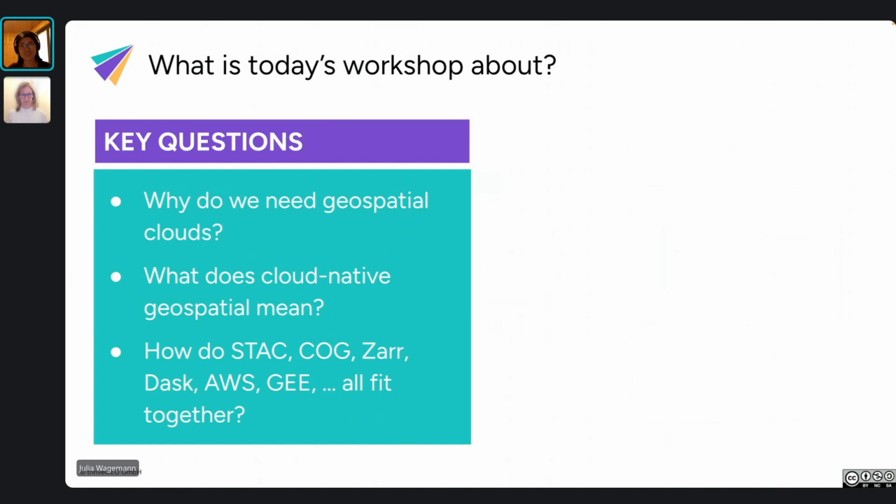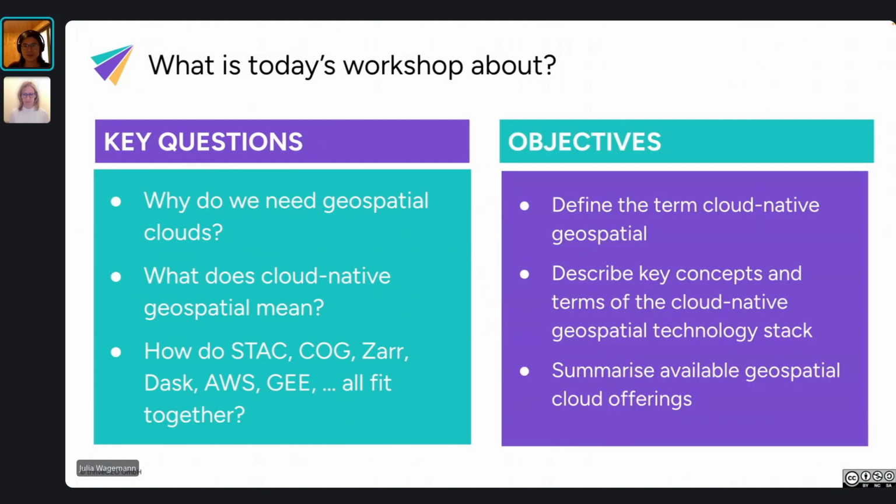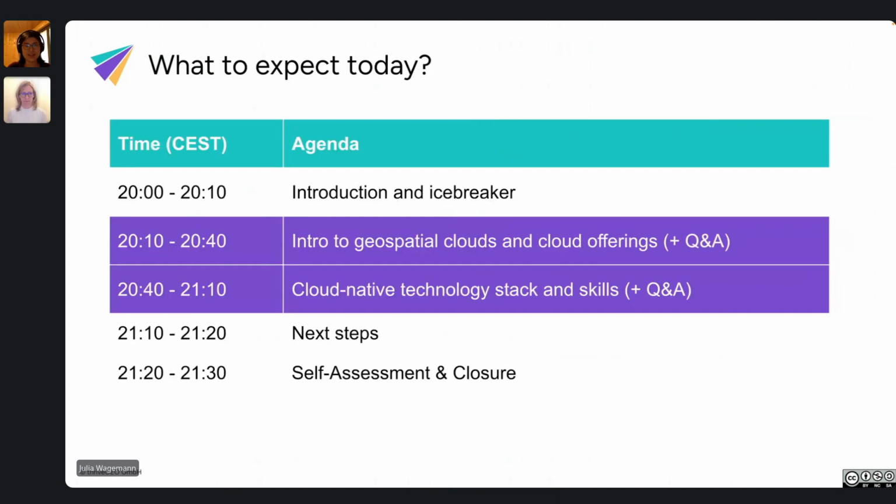So what's today's workshop about? We have a few key questions to answer. Why do we need geospatial clouds? What's the background for why we need these technologies? What does cloud native geospatial mean? And how do all these acronyms fit together? At the end of this workshop, you'll be able to define the term cloud native geospatial, describe key concepts and terms related to the cloud native geospatial technology stack, and also summarize what the geospatial cloud offerings are that are available to you.